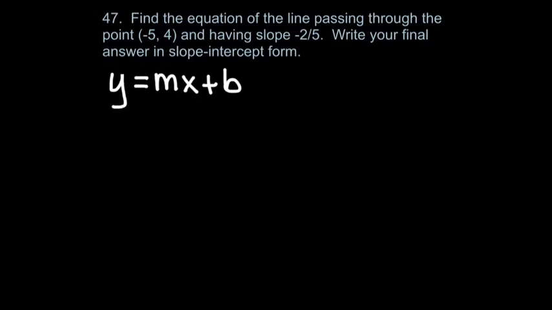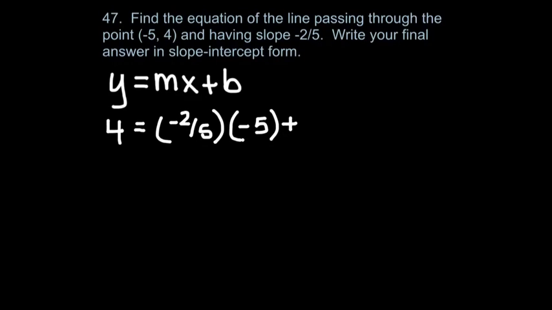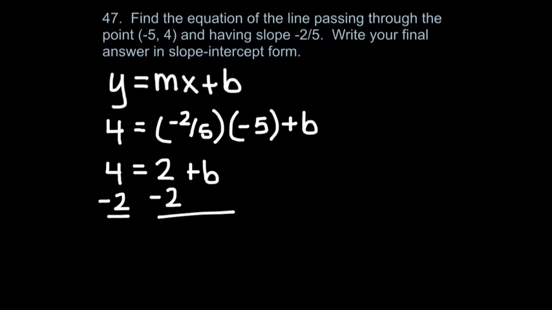So if I fill that in, y is 4 from the coordinate, m is -2/5, which I'm given, the x is -5 from the point, plus b. So this leaves me with 4 equals -2/5 times -5 is +2, plus b. I can subtract my 2 from both sides, and I am left with 2 equals b. So my y-intercept is 2.